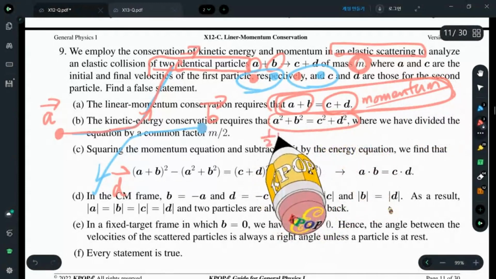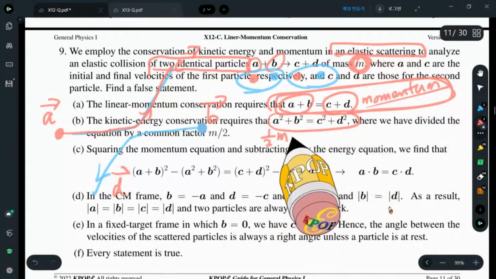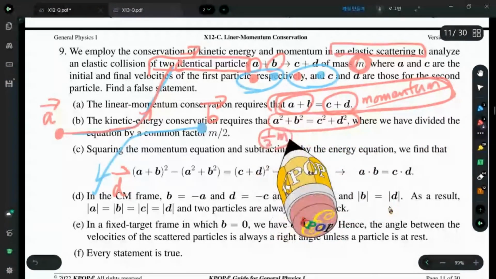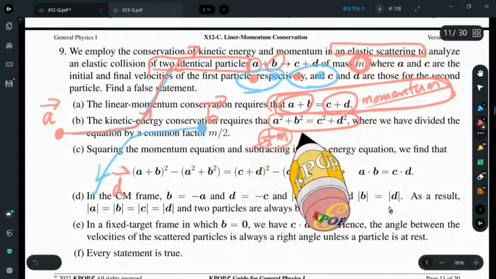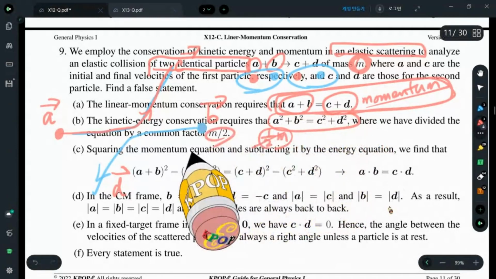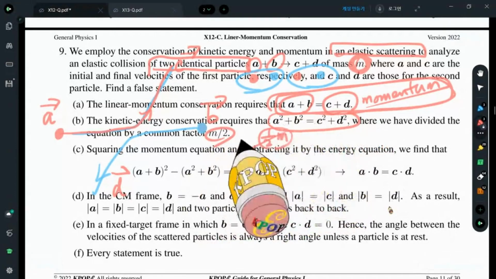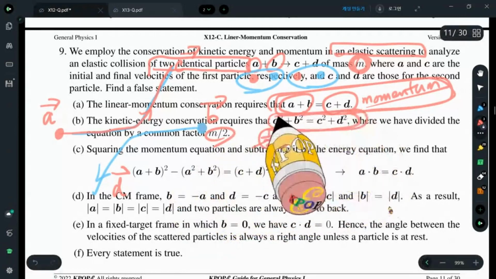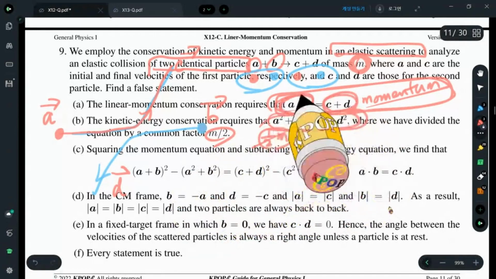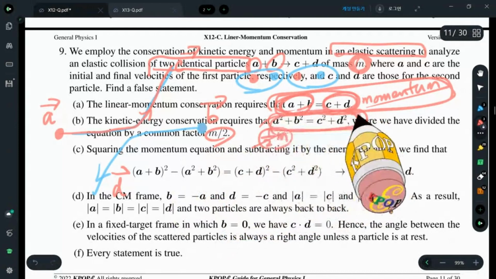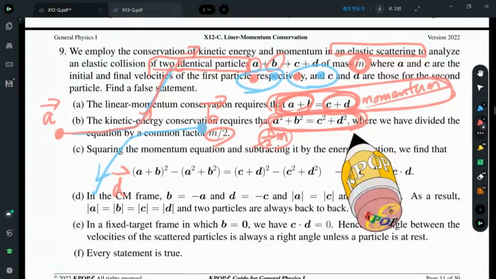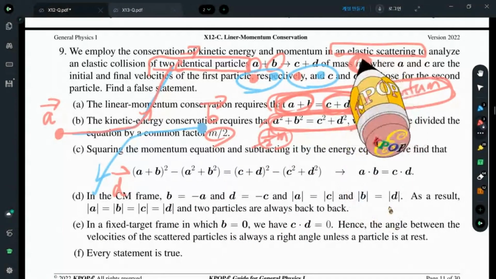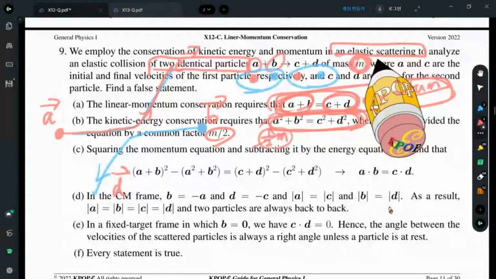Sure, I have divided out the 1/2 m, because it is 1/2 m v squared in every term. So every 1/2 m has been removed in the equation. So we have this, a vector equation, and this, a scalar equation. This is the linear momentum conservation. This is the kinetic energy conservation because of the elastic scattering.